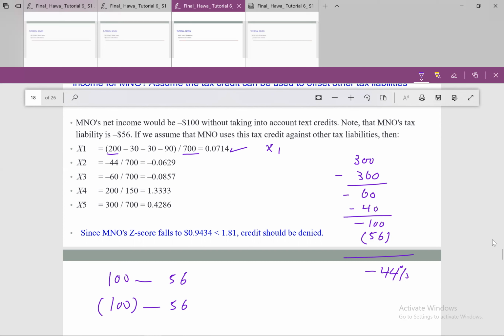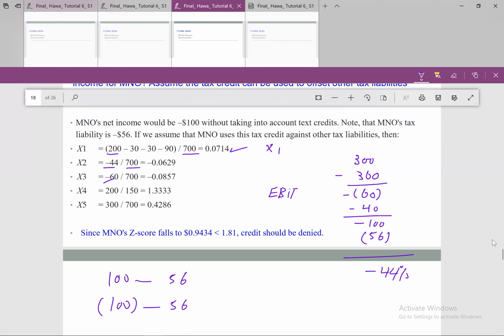But now X2, which is the retained earnings over the total assets, the net income over the total assets, it's minus 44 now, as you can see. And now earnings before interest and tax over total assets is minus 60 already, as you can see.